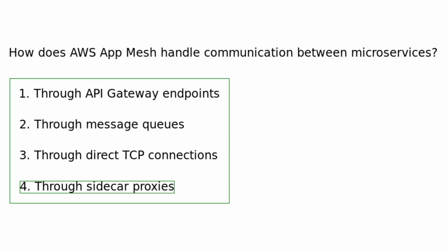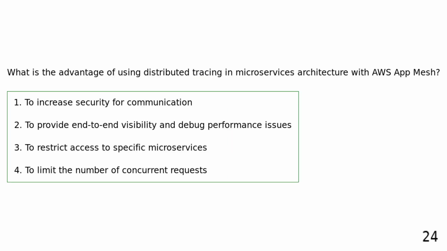AWS App Mesh handles communication between microservices by using sidecar proxies that manage traffic and perform functions such as service discovery and load balancing. What is the advantage of using distributed tracing in microservices architecture with AWS App Mesh?